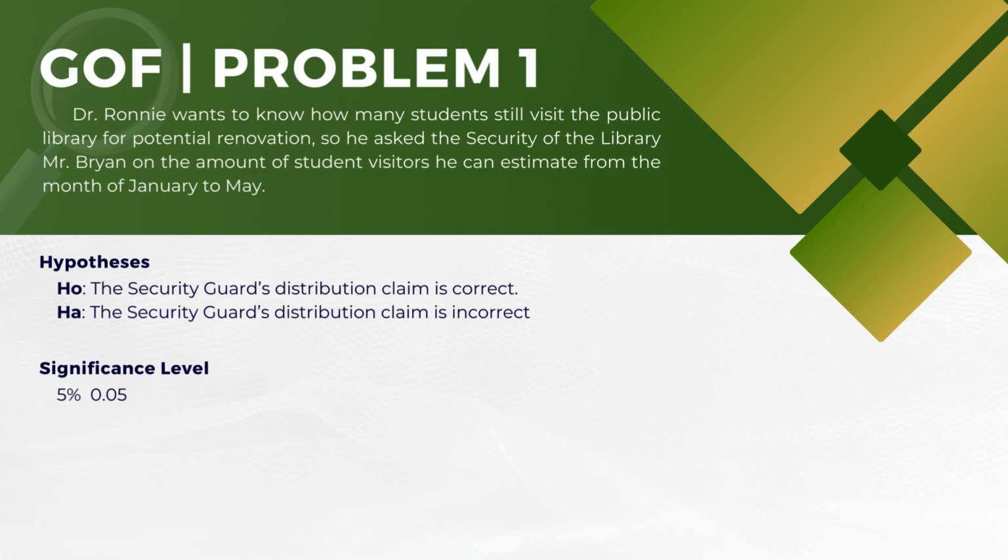Now, our hypothesis here is that the null hypothesis states the security guard's distribution claim is correct, meaning his estimation fits with the population that we can derive based on our observation. Second is the alternative hypothesis, stating that the security guard's distribution claim is incorrect, meaning there is no credibility nor grounded basis for that estimation. Now, the significance level utilized for this problem is 5% or 0.05.